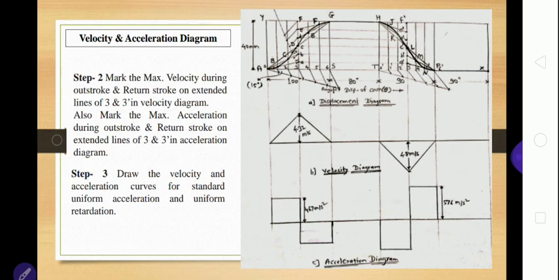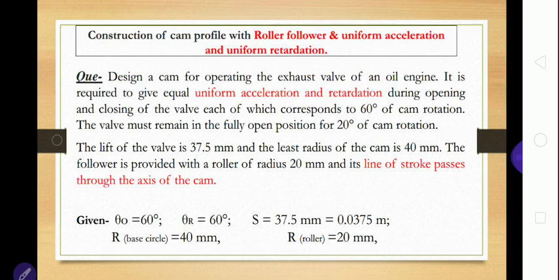So this is the problem regarding knife edge follower, and the motion of the follower is uniform acceleration and retardation. Similar kind of one more problem I will give for you for the homework. Write the comment for the answers of these problems. If you have drawn it on the sheet, paste the photo in the comment box.